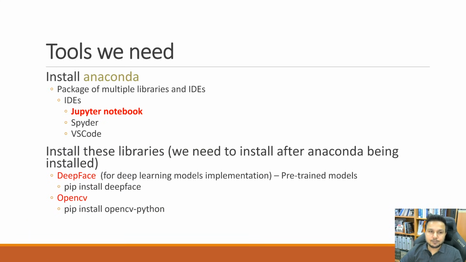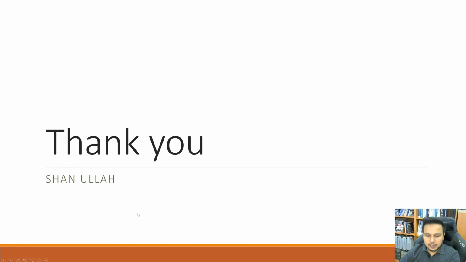For implementation, the tool we require is Anaconda. Anaconda is basically a package of multiple libraries and IDEs, and for programming we will be using Jupyter Notebook. Other candidates can be Spyder or VS Code, but we will be using Jupyter Notebook in this video. As I told you before, the deep learning library we will use is DeepFace, which contains pre-trained models. And for image processing, like loading an image and overlaying rectangles, we will use OpenCV. Okay, let's get started.